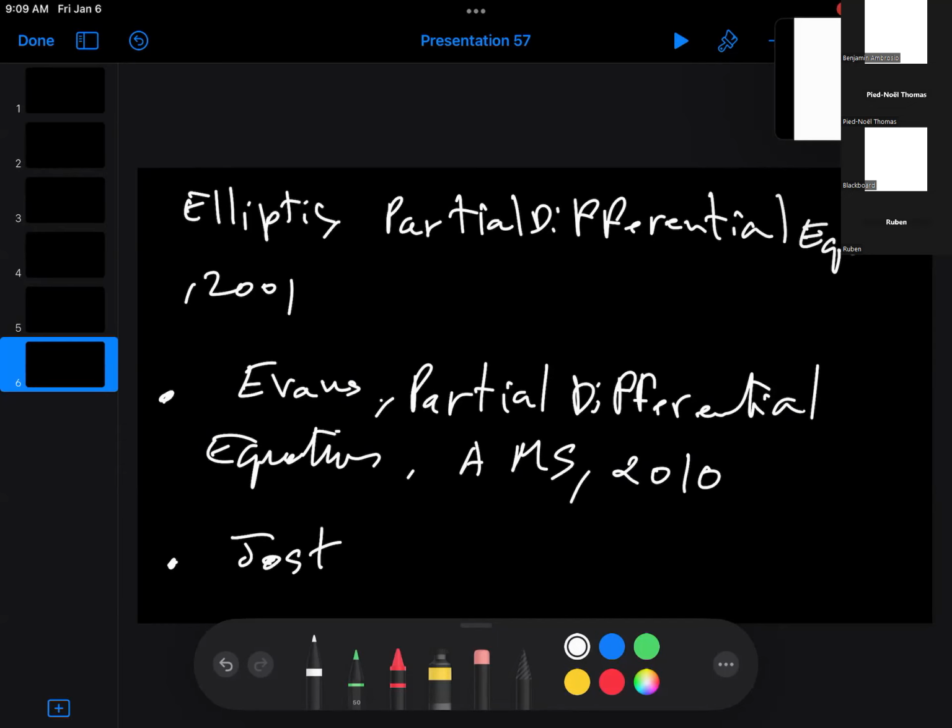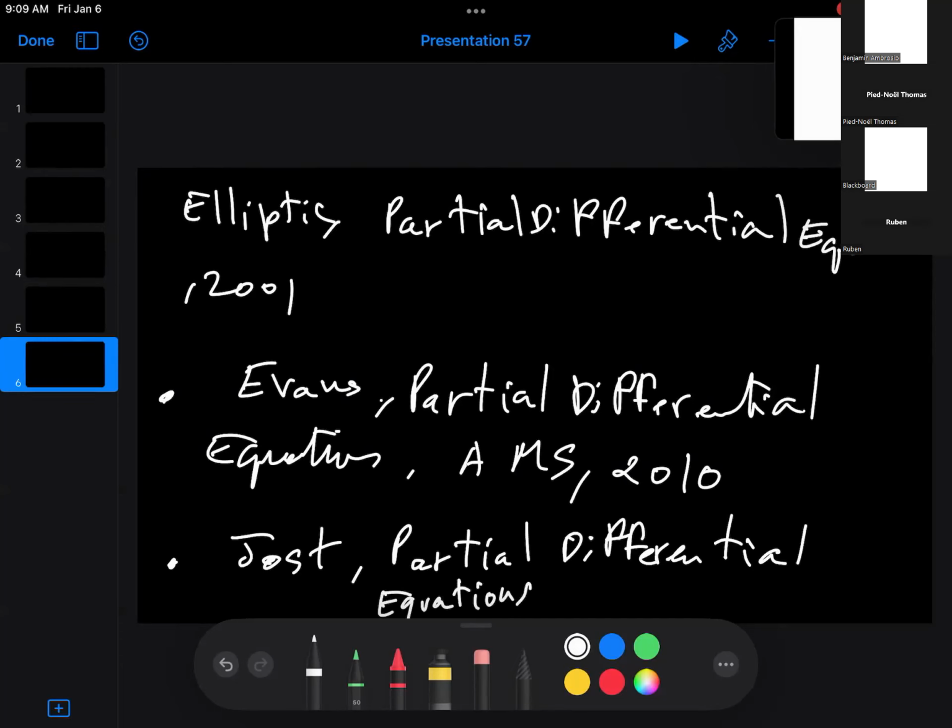It's also called Partial Differential Equations. It's Springer, and you have an edition in 2013.